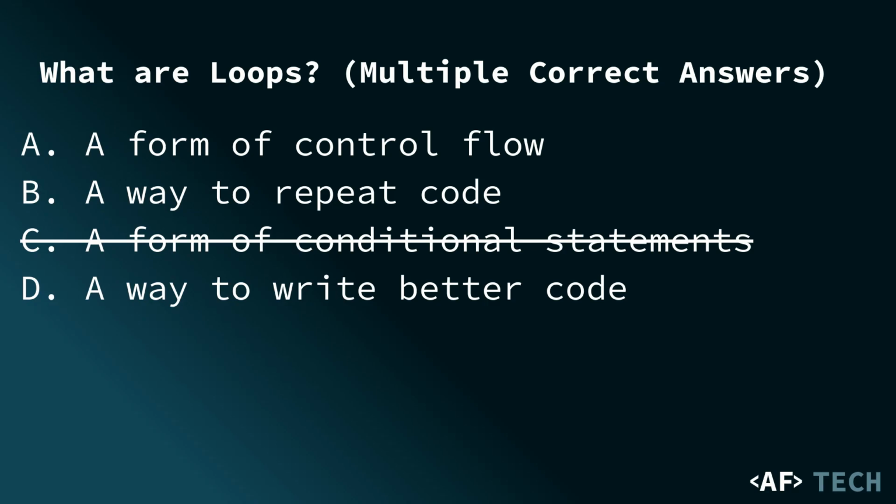With B, they're also a way to repeat code. And D, they are a way to write better code, because if you just repeat code and just keep copying and pasting code, that's not a good idea. So if you write a loop, you do write better code.